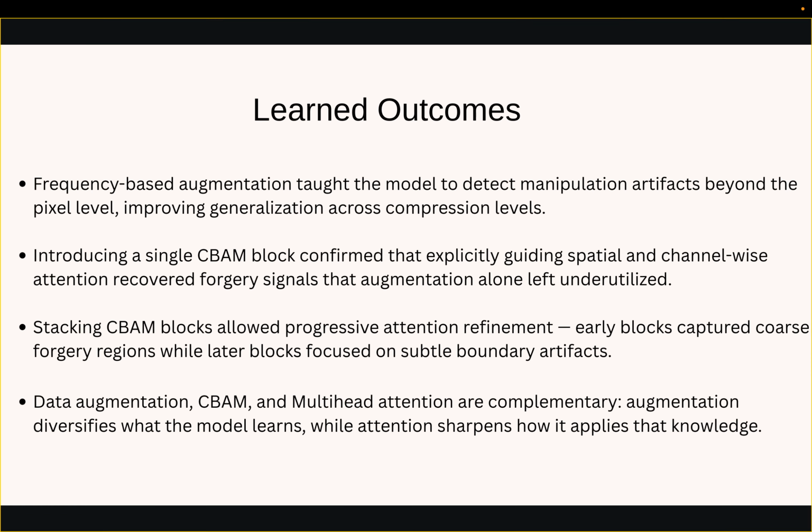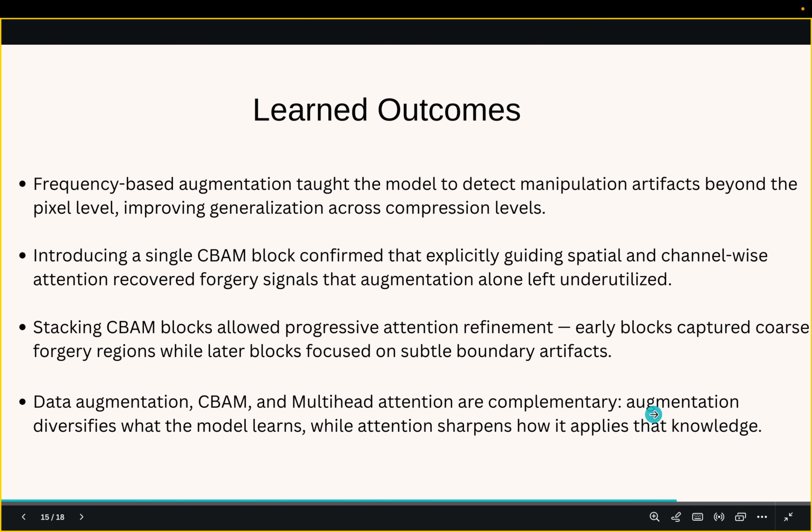However, a single CBAM block can only capture forgery signals at one level of abstraction, missing the progressive refinement needed to address both coarse regional manipulations and subtle boundary artifacts simultaneously. That's why we started to stack the CBAM, and finally we learned that data augmentation, CBAM, and multi-head attention are complementary. Augmentation diversifies what the model learns, beyond the pixel level, and at the same time attention sharpens how we apply that knowledge, whether it's CBAM or multi-head attention.